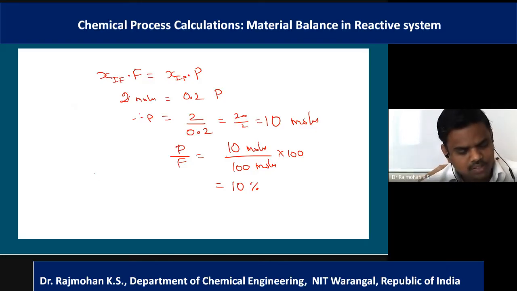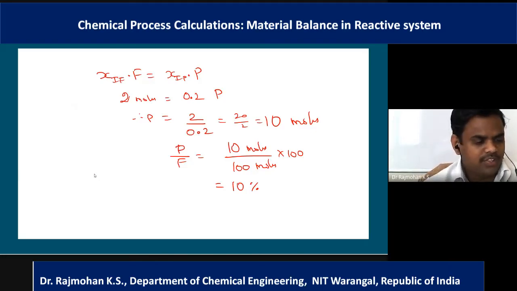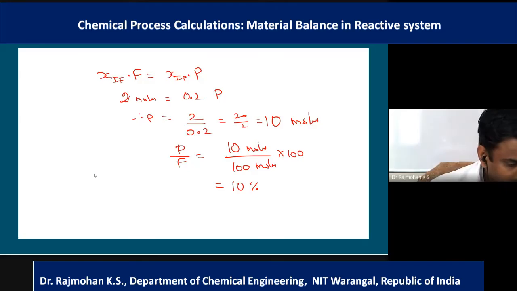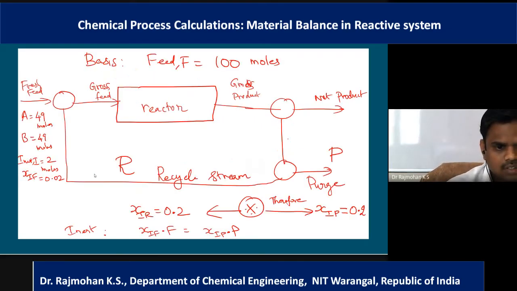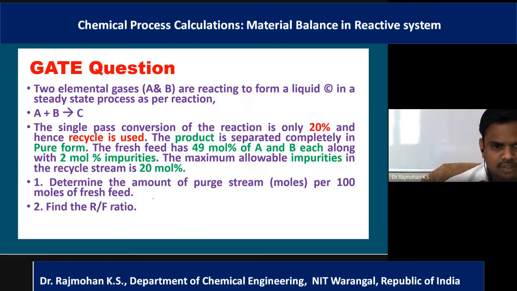Okay, so what is the next part? The next part is: what is the R by F ratio? Let us consider the single pass conversion, which is also given as 20%. To improve it, the reactants are present in stoichiometric ratio. A and B are in stoichiometric proportion.